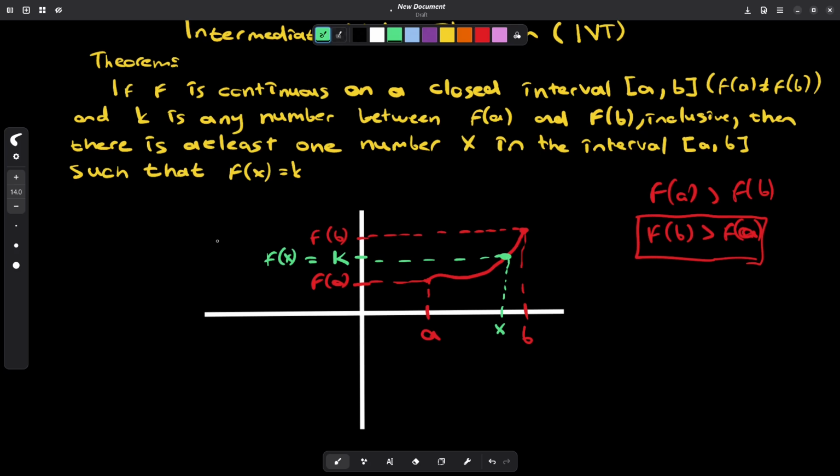So this is what the intermediate value theorem is telling us. You can use f(a) greater than f(b) too. It will be the same thing. I just picked this randomly. It doesn't matter. The function will just look something like this, and it's going to be the same thing.